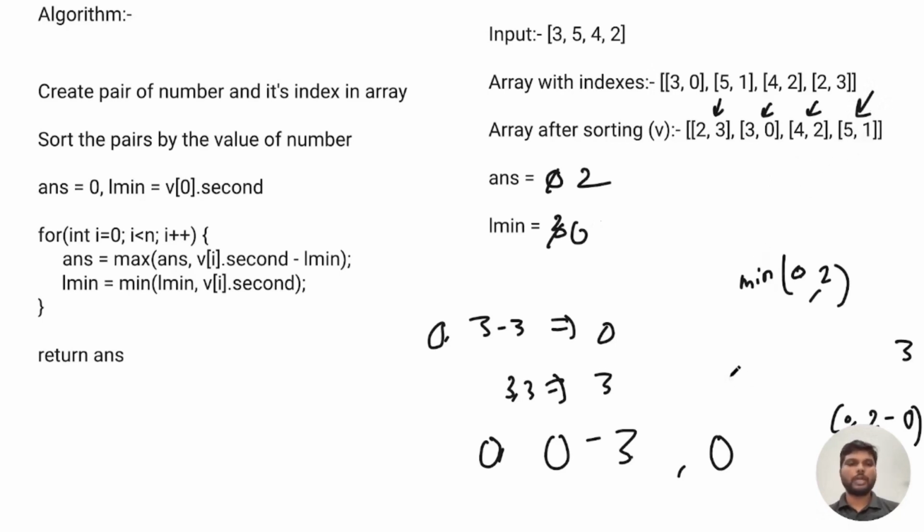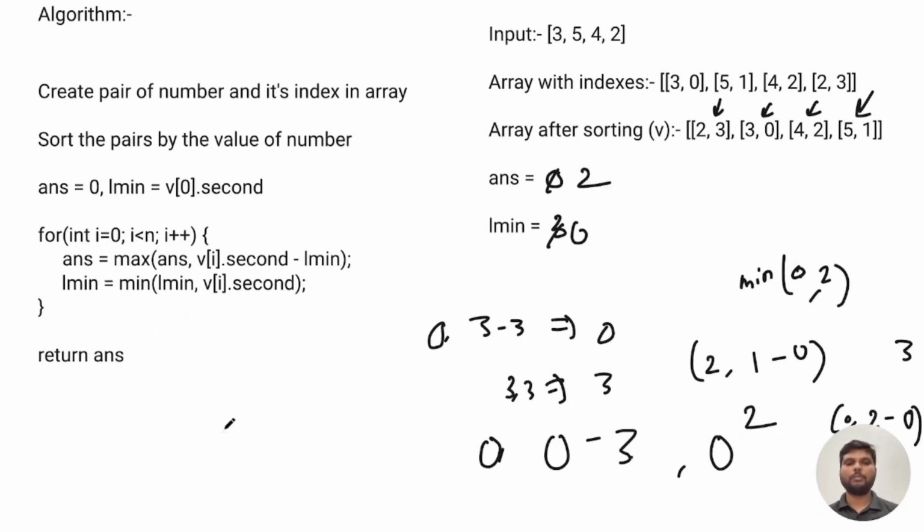Okay, so we need to again calculate answer. Answer is equal to max of answer. The current value of answer is 2 and vi dot second is 1 minus lmin is 0. So we need to find the maximum of 2 comma 1, which is 2 again. Okay, the value of answer will be 2, and then we are setting the value of lmin.